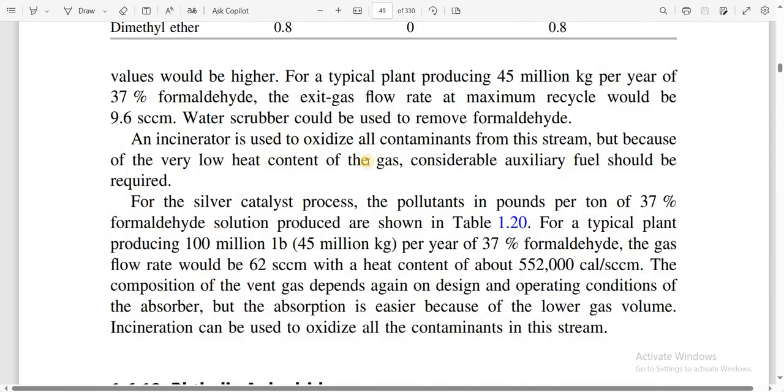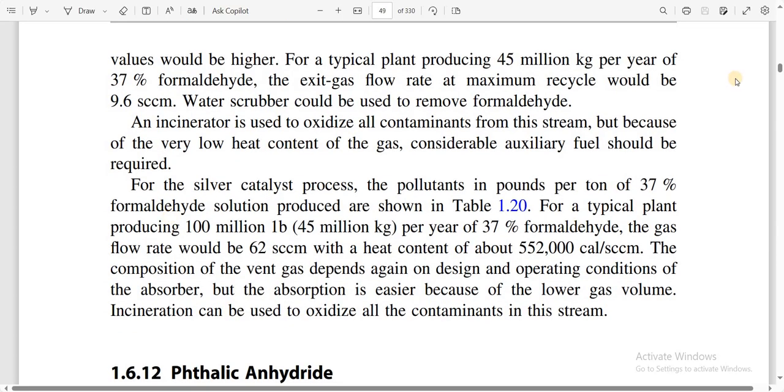And incineration is used to oxidize all contaminants from this stream. So incineration is to oxidize it, but because of the very low heat content of the gas, considerable auxiliary fuel would be required. So extra fuel should be required to oxidize.